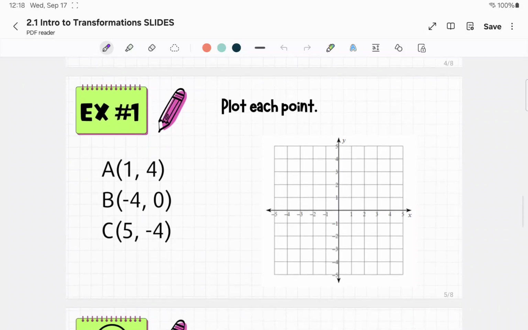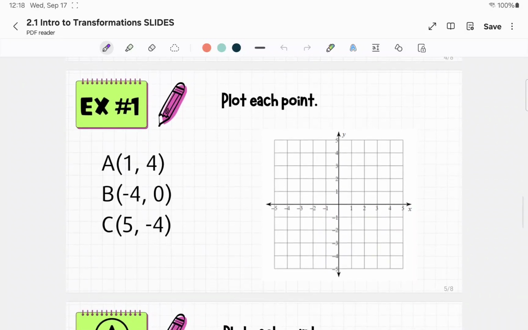So let's look at example number 1. Again, you're going to write this on the paper and then you're going to cut it out and glue it into your notebook. So the first one says plot each point. So our first point is A at 1, 4. So we're going to look on the x-axis for 1, then we're going to look on the y-axis for 4, and our point is going to be right here, and we label it A. Then we moved over right 1, and we moved up 4, because our x is positive and our y is also positive. So we're going right and then up, excuse me.